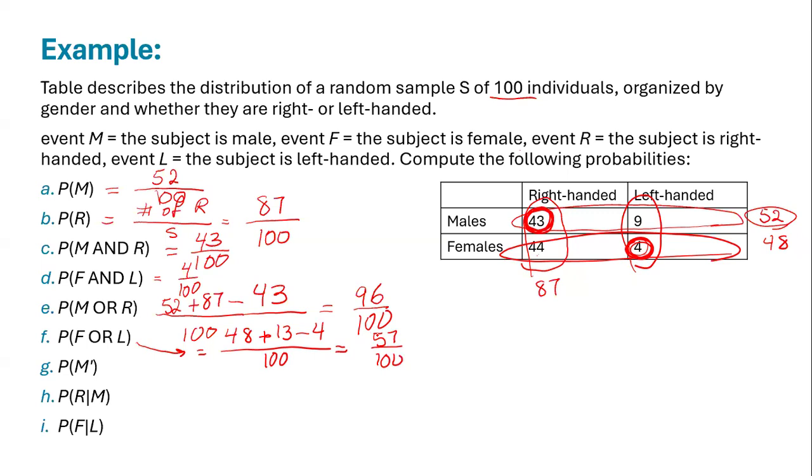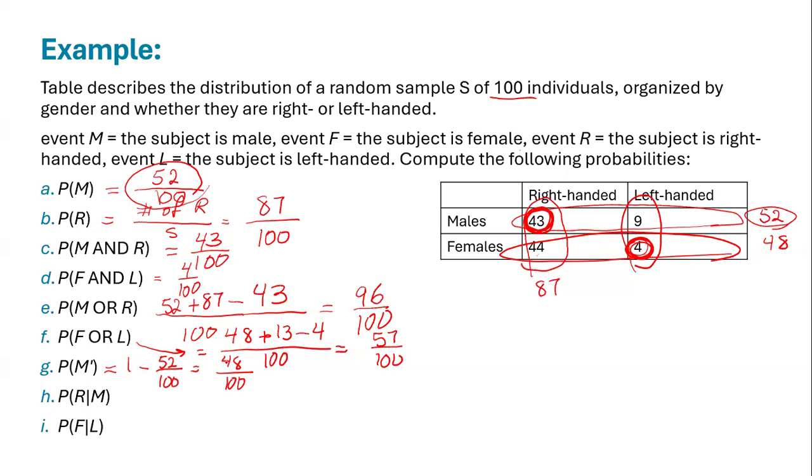What's the probability of M prime? M prime is the complement of event M. I have an answer for event M, the probability of M. And whenever I have the probability of any event, finding the complement is easy because I can just subtract it from 1. So the probability of M prime is 1 minus 52 over 100. If I subtract these numbers, I get 48 over 100. That's it. You don't need to find it another way.